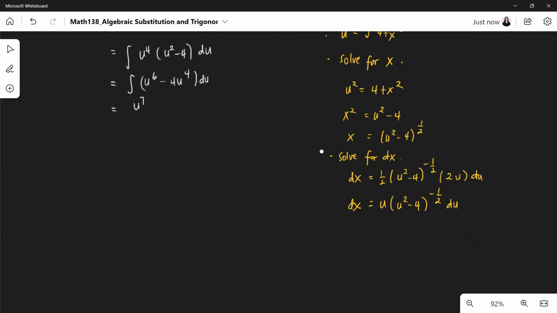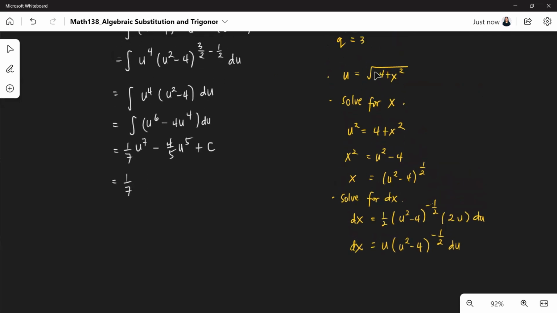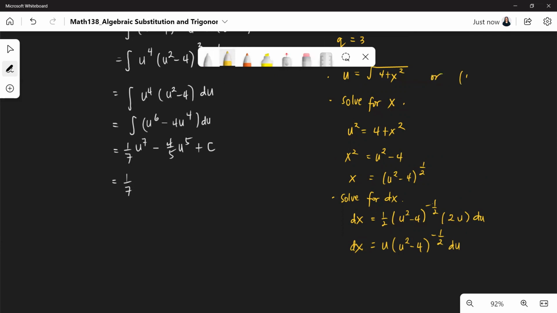So we have u raised to the power of 7 over 7, or that's 1 over 7 u raised to the power of 7, minus 4 over 5 u raised to the power of 5, and then, of course, plus c. And don't forget to return the x variable. So we have 1/7, and u is the square root of 4 plus x squared, or 4 plus x squared, quantity raised to the power of 1/2. So this can be written as 4 plus x squared raised to the power of 1/2.